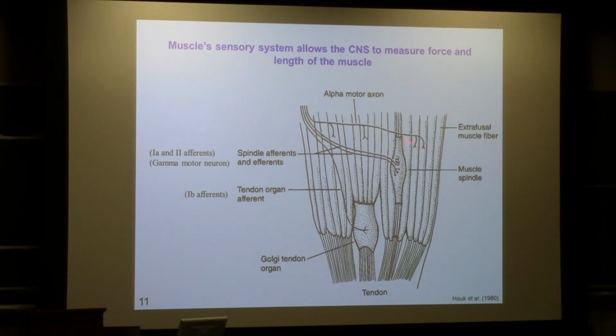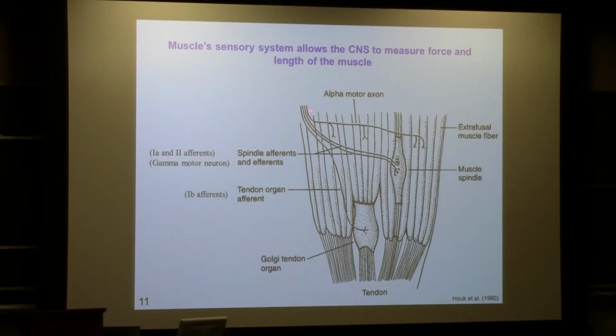So this diagram shows you extrafusal fibers. Here they are. Here's the alpha motor neuron that comes to them. So here's a motor unit. This axon comes from the alpha motor neuron, innervates this fiber, this, and this. So these four fibers are the motor units that make up this alpha motor neuron's family.